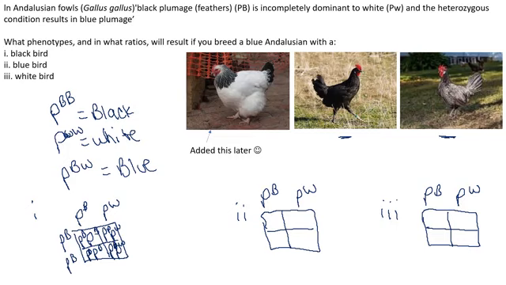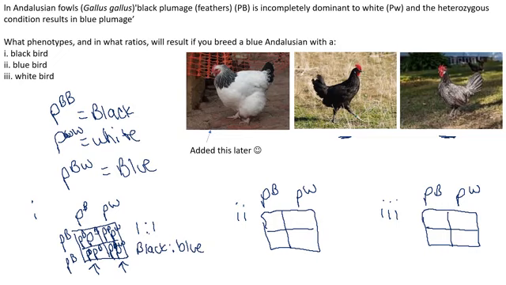So basically we have a 1-to-1 ratio of phenotypes, black to blue. Remember the heterozygotes. There's 2 black and 2 blue. So it's a 50% probability, or 0.5 probability, that the offspring are going to be blue and 50% of them are going to be black.